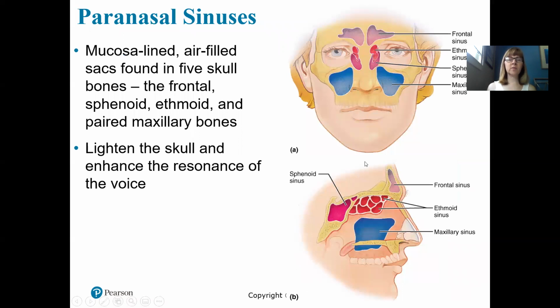All right, now we're going to move on to sinuses. These are basically small little depressions and air pockets within the bones. They're mucus-lined, air-filled sacs within 5 different bones. They lighten the skull a little bit, and they allow for resonation of our voices. They can become infected if you've ever had a sinus headache, or sometimes a sinus infection.